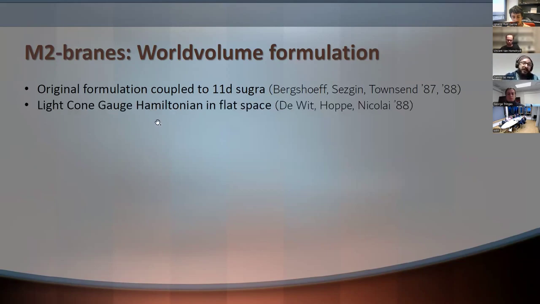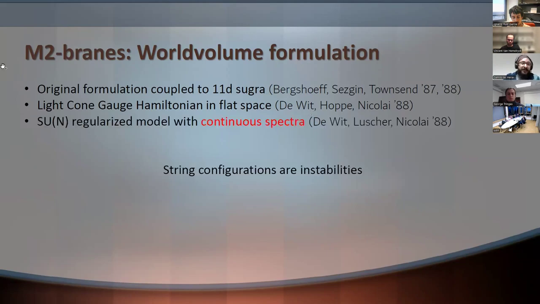The light-cone gauge Hamiltonian in flat space was found by de Wit, Hoppe, and Nicolai in '88, but a little bit after, with Lüscher and Nicolai, they found out that the SU(N) regularized model has a continuous spectrum, okay? There is a rigorous proof regarding this issue, but I will try to talk about the more intuitive argument behind this, and it is that there are string configurations that are instabilities of the theory, okay?